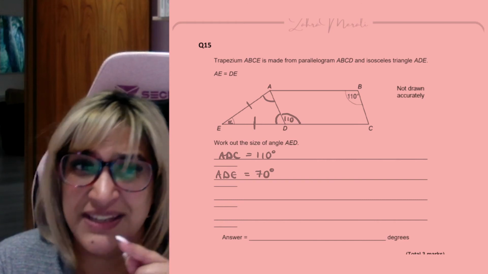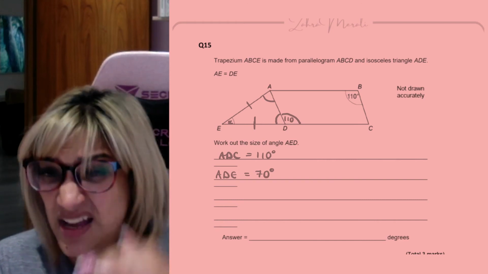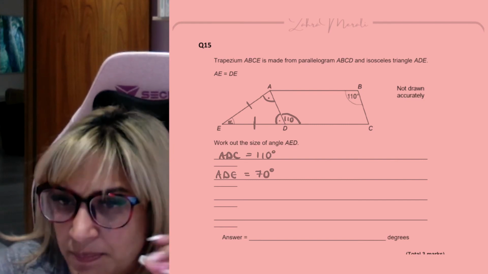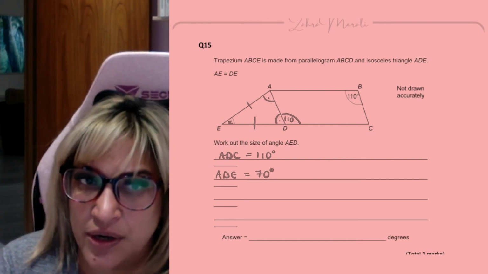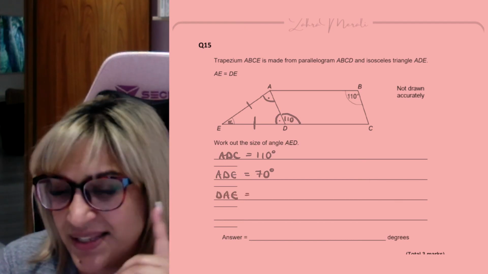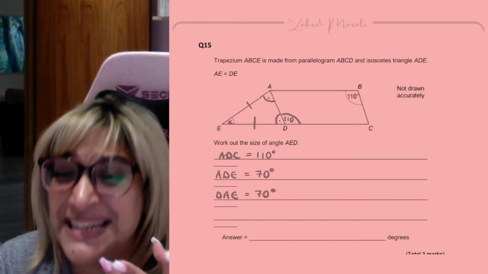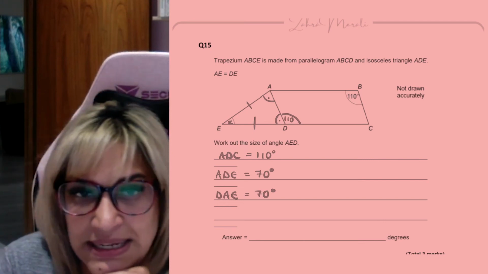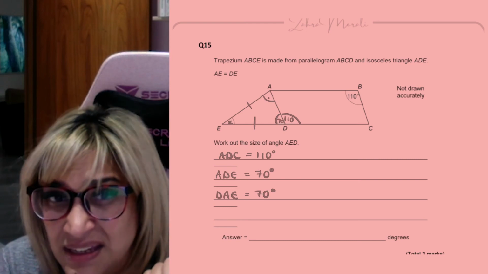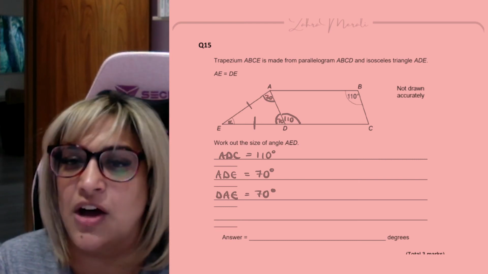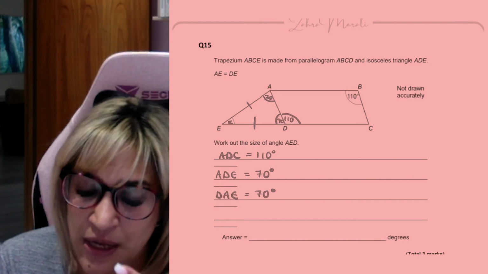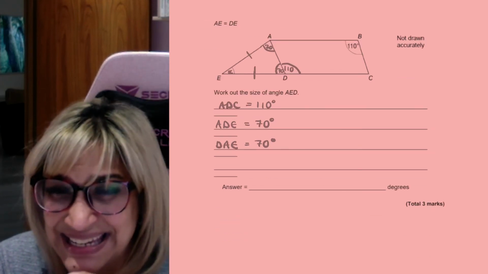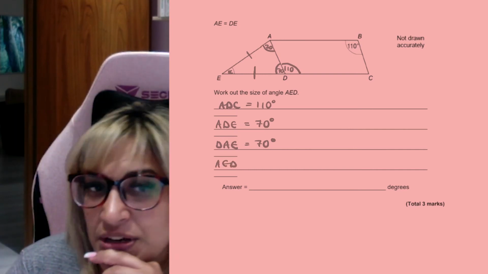And then we know that DAE, so the other side of that, must be exactly the same because they're the base angles of an isosceles triangle. So DAE is 70 degrees. And finally, angles in a triangle add up to 180. So 180 minus 70 will give us 180 minus 140. So we're left with AED being 40 degrees.